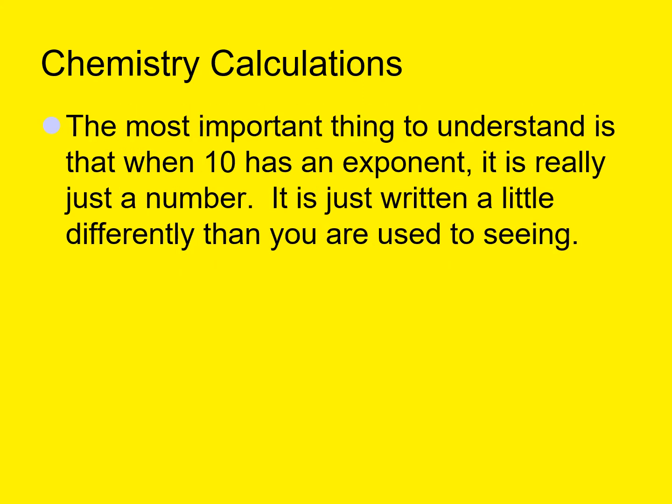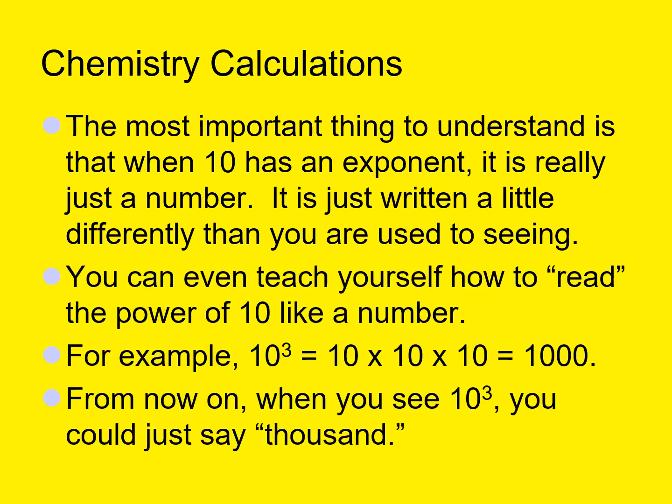The most important thing to understand is that when 10 has an exponent, it is really just a number. It's just a different way of writing that number than you might be used to seeing. You can even teach yourself how to read the power of 10 like a number. For example, 10 to the third power means 10 times 10 times 10, which equals 1,000. So from now on, when you see 10 to the third power, you could just say 1,000.